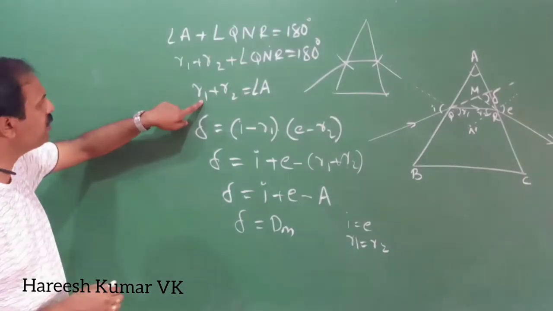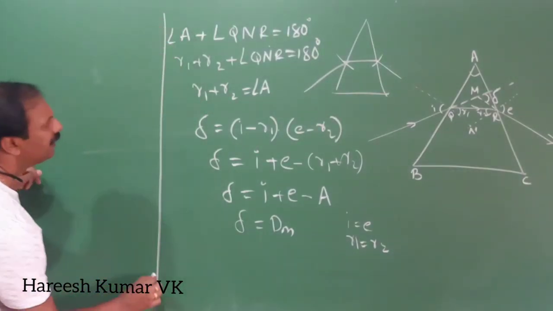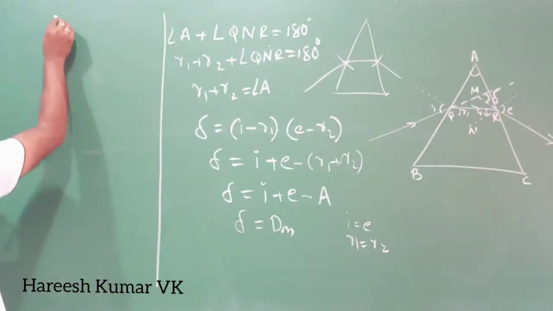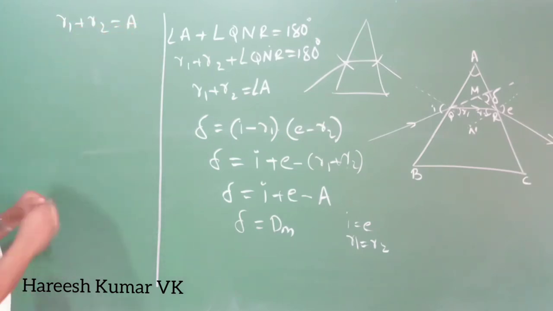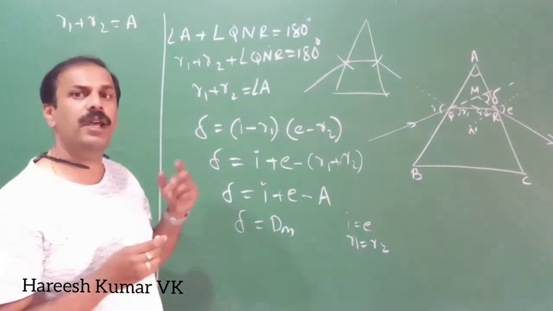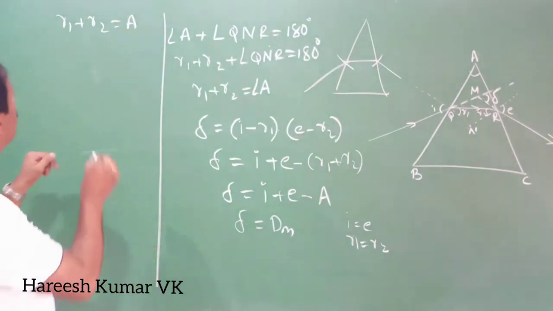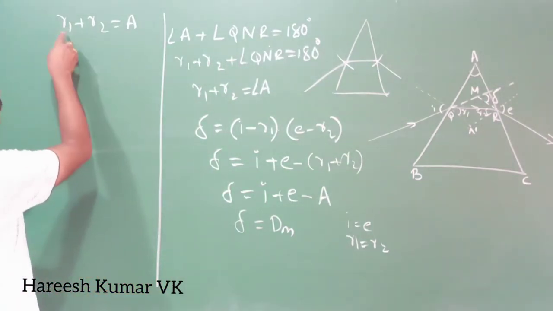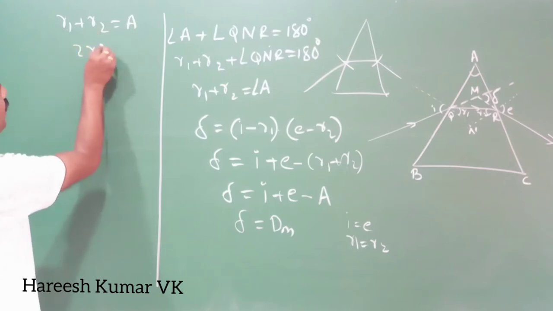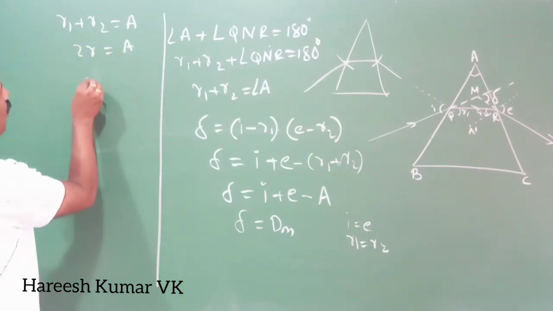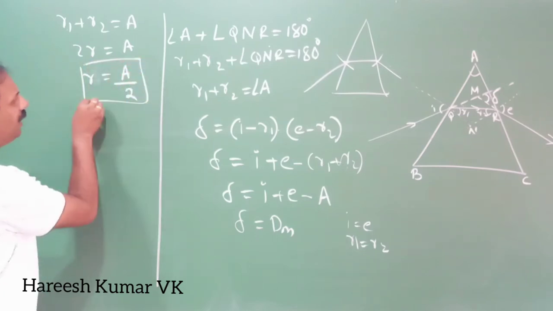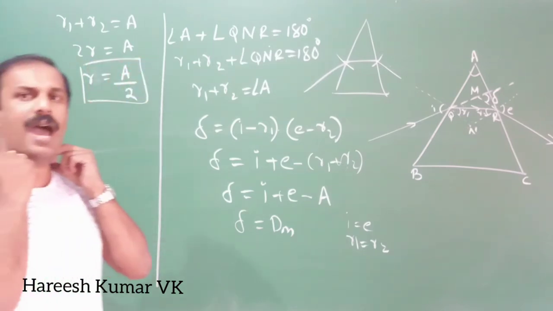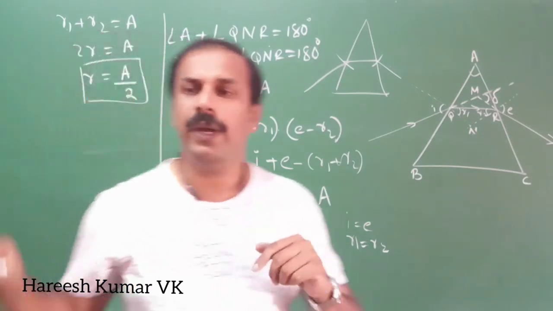But here you see this equation: R1 plus R2 is equal to A. Now R1 and R2 both are the same. When R1 and R2 are the same, we can simply say it as R. So this will be R, this also will be R. So 2R is equal to A you will get, or R is equal to A by 2. So this is one important thing here. Okay, so you will get R is equal to A by 2.